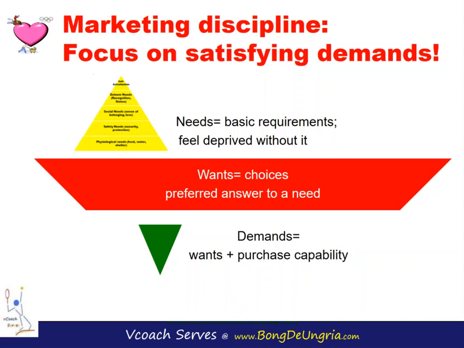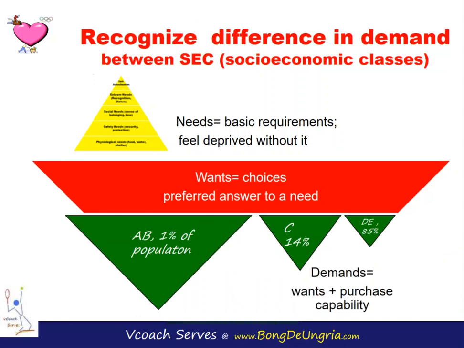There is a difference in demand, and that is related to what we call the socio-economic class or the SEC. In the Philippines, there are three basic classes: AB, which represents 1% of the population, Class C, which is 14% of the population, and DE, which is 85% of the population.